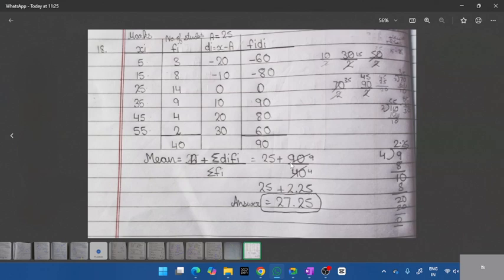See, when I'm solving, it is tough, right? 3, 5. Which method did you use? Which method is this? Assume mean method. That's what assume mean method, right?